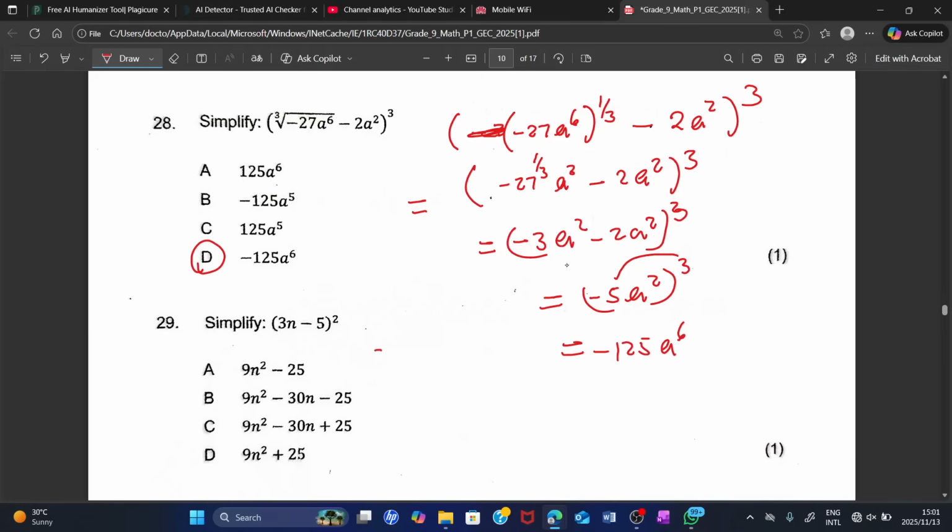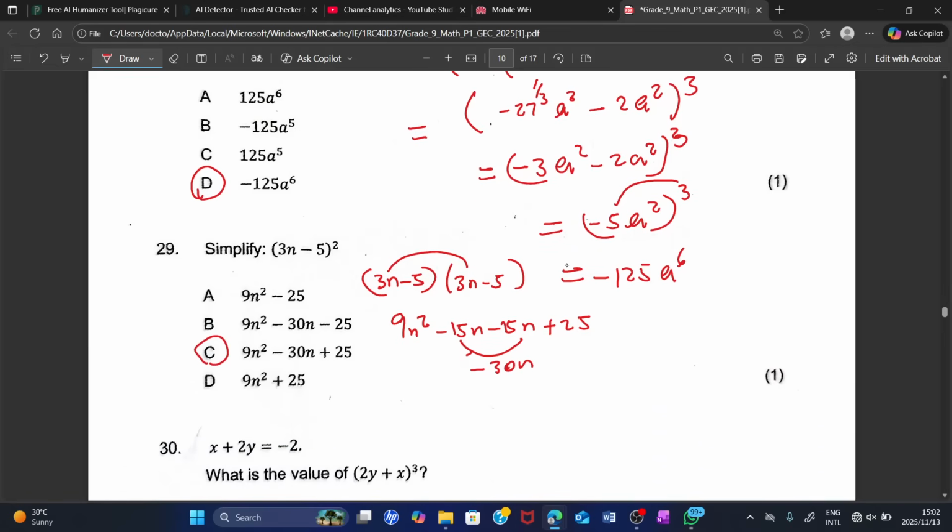Then you expand this. It will be 3n minus 5 into 3n minus 5. We multiply this and this: 9n squared minus 15n minus 15n plus 25. So you add these two, and then it will be minus 30n. So you look for this one. Yes, so the answer is C. That is how you answer this one.